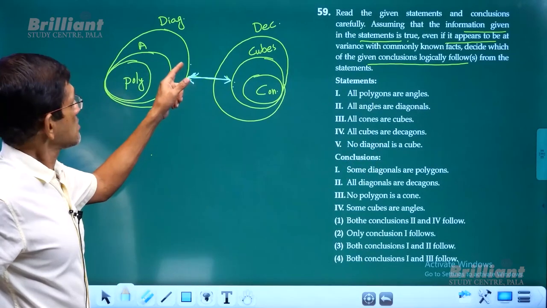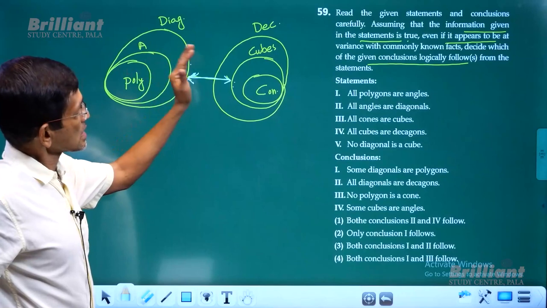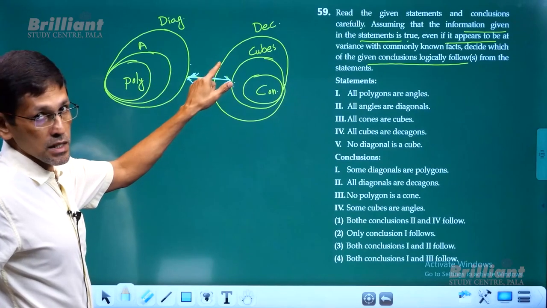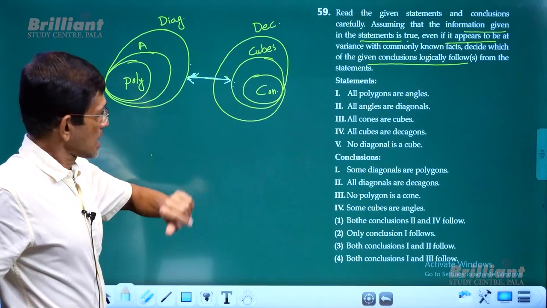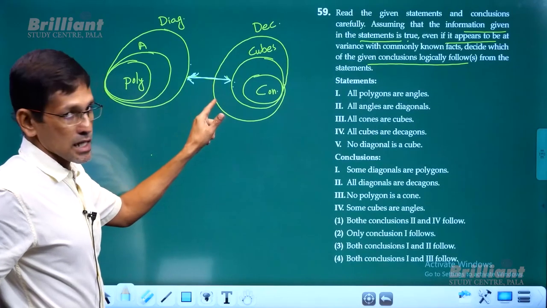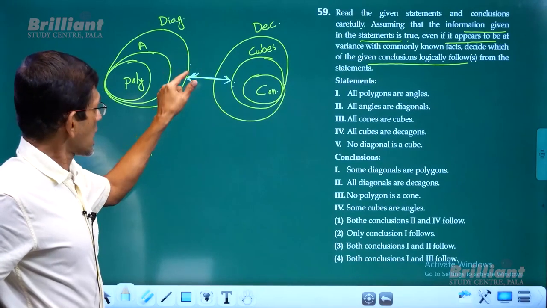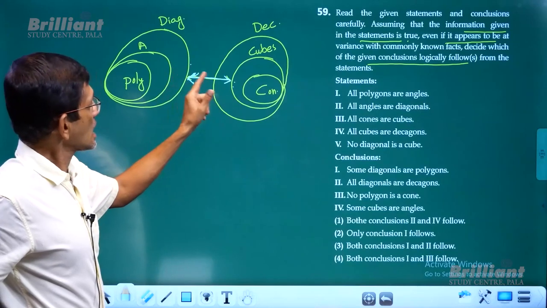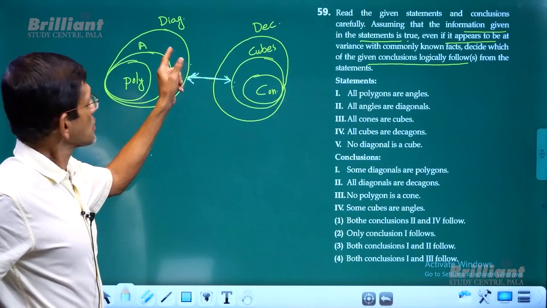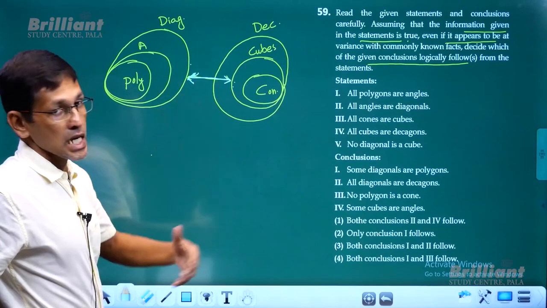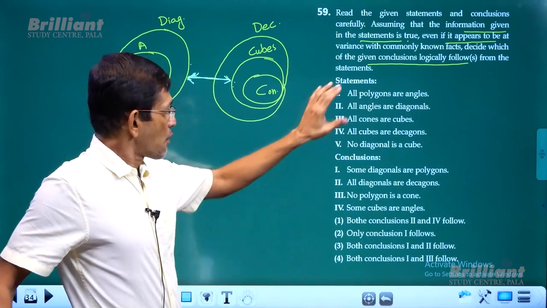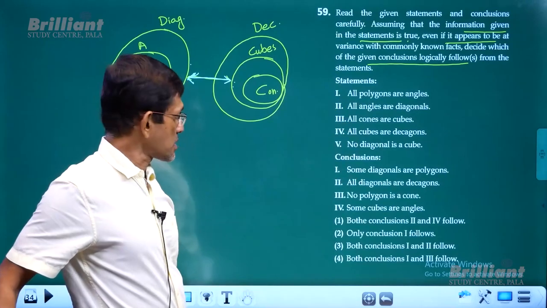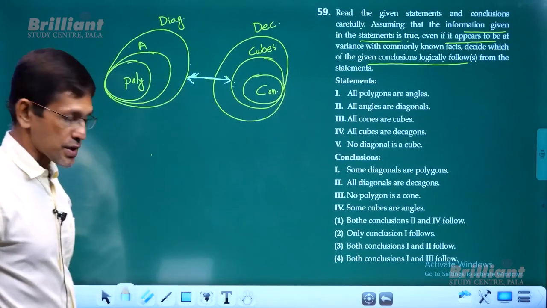At the same time, diagonal may intersect with a decagon. It doesn't say otherwise in any of the statements. It doesn't say that no diagonal is a decagon. It says that no diagonal is a cube. So diagonal and cube cannot intersect. But diagonal and decagon may intersect. And that is exactly what is given to us in the statements. So now look at the conclusions.